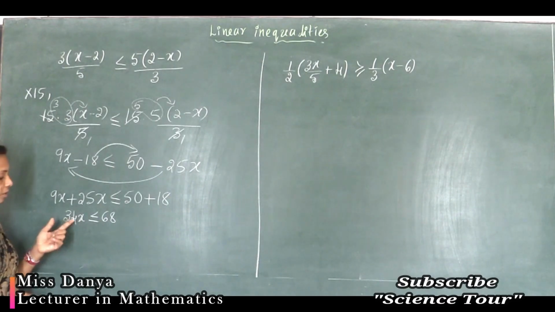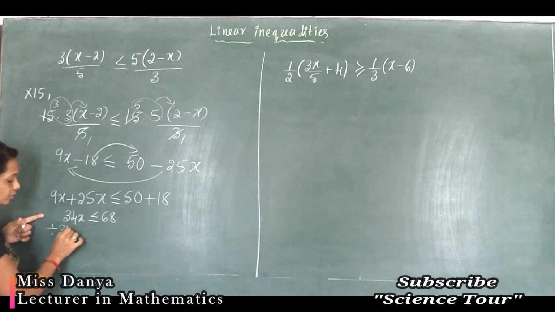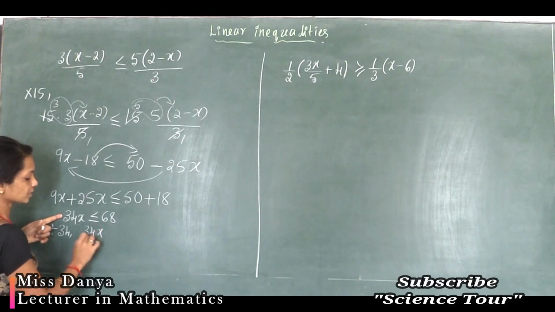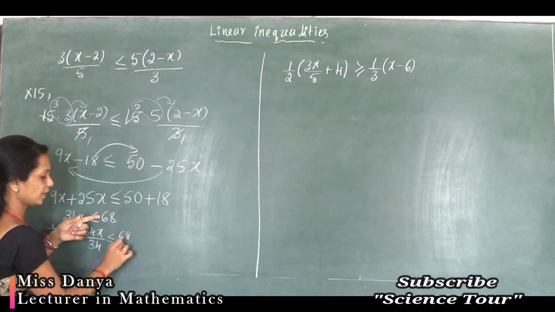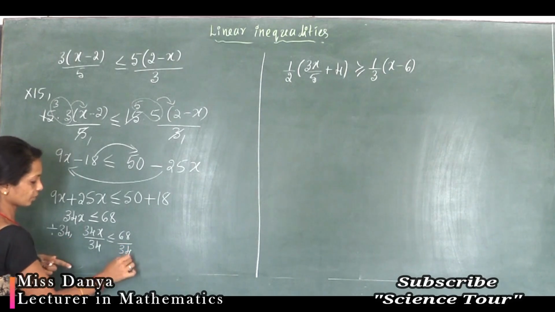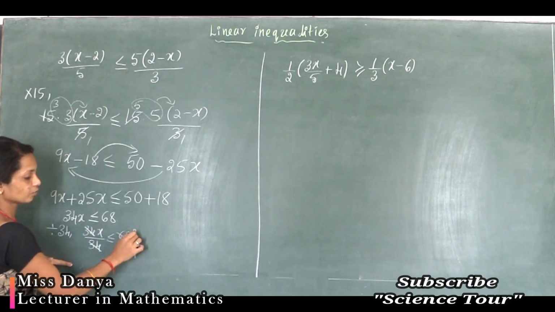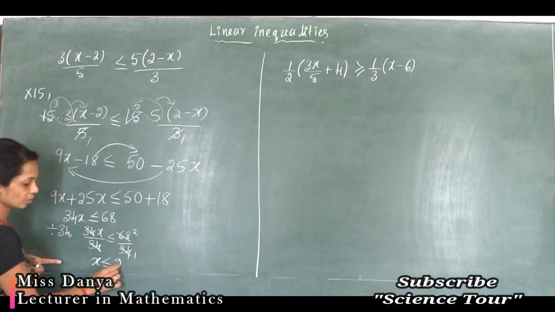Here you have to make the x coefficient 1, but 34 is there. To cancel that you have to divide by 34 on both sides. So 34x divided by 34 is less than or equal to 68 divided by 34. 34 by 34 cancels, and 34 times 2 is 68. So what you have is x is less than or equal to 2.